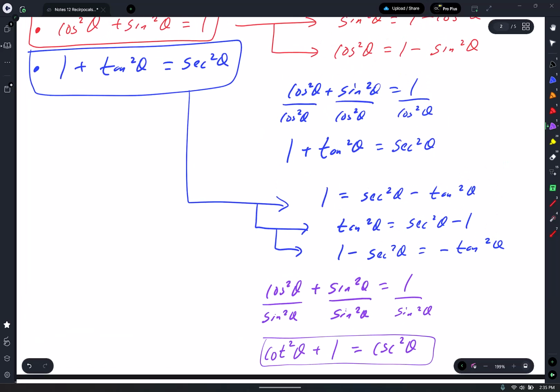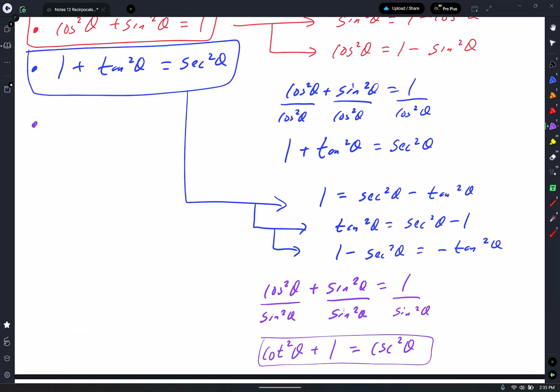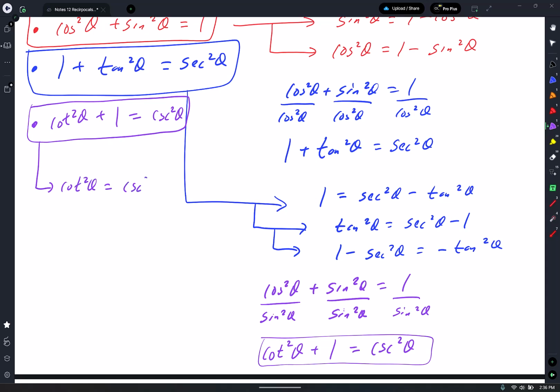So here we go. I come over here. I put a third bullet, and I'm going to write that. Cotangent squared theta plus 1 equals cosecant squared theta. And from that one, just like before, you can get different ones. If you move the 1 to the other side, you get cotangent squared theta equals cosecant squared theta minus 1. I'm going to move the cotangent squared. So 1 equals cosecant squared theta minus cotangent squared theta. And I guess I'll leave it right there.